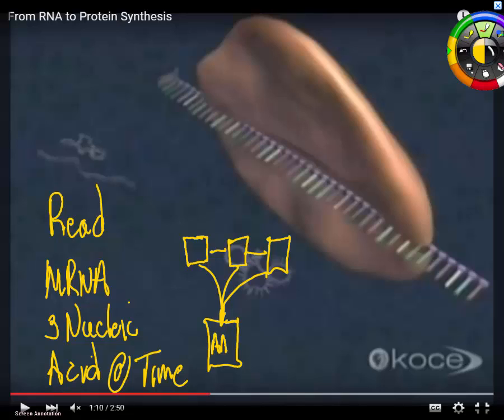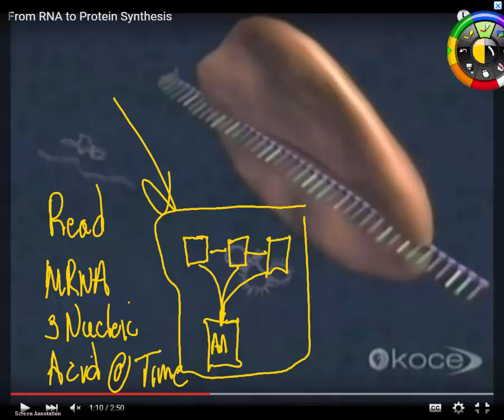So watch. Thymine, bye-bye. Wherever there was thymine, it's now uracil. This guy right here, which is a chain of three nucleic acids chemically bonded together, and attached to it is one of the 21 individual amino acids. This guy right here is called transfer RNA, or tRNA.